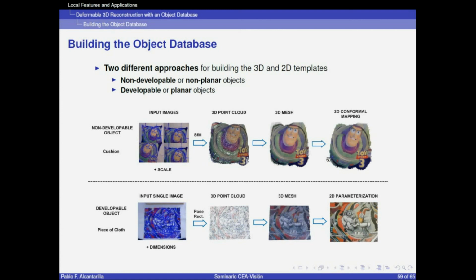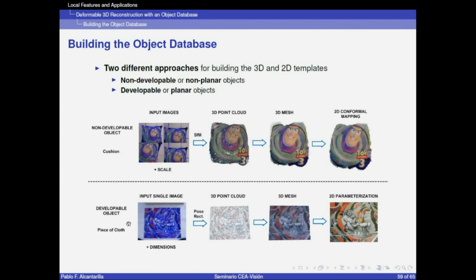In this case of non-developable objects, we are going to use 2D conformal mapping, which is a very popular technique used in computer graphics to parameterize a 3D mesh into a 2D mesh, and this is widely used, for example, in texture rendering. For the case of developable objects, we are going to use a single image.